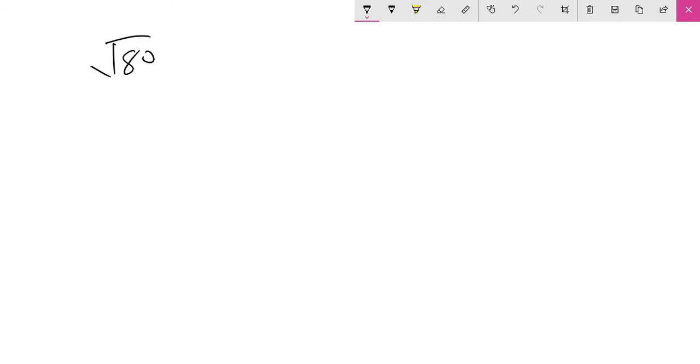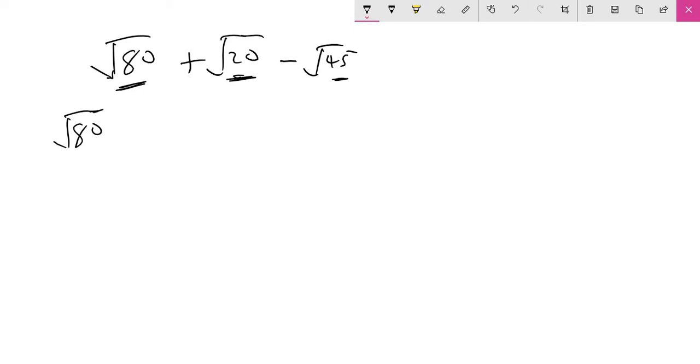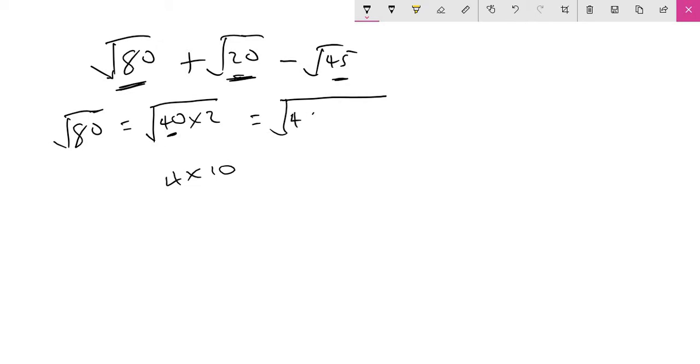Alright, let's solve this: 20 minus root 45. Again, you resolve these into multiples containing at least one perfect square. Okay, so we find that root 80 is equal to 40 times 2. But 40 times 2 isn't exactly a perfect square, is it? That can further be broken down, so you see that you can actually do the factorization multiple times. 40 can further be broken down into 4 times 10. So we say 4 times 10 times 2.